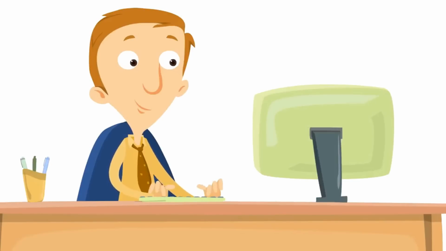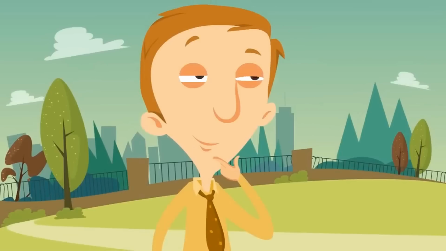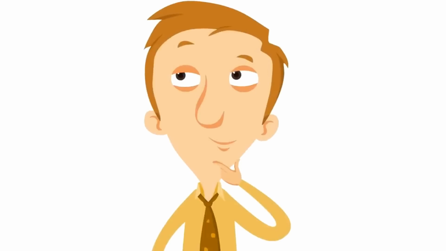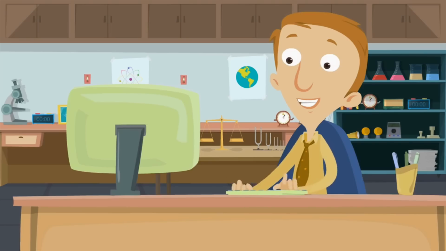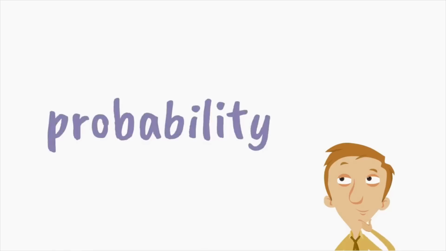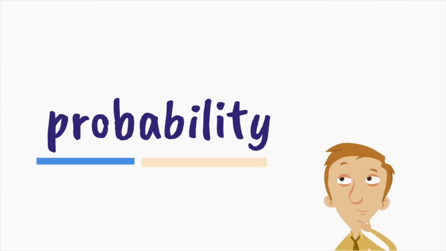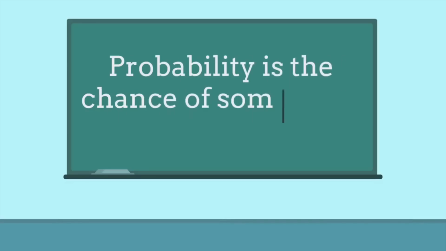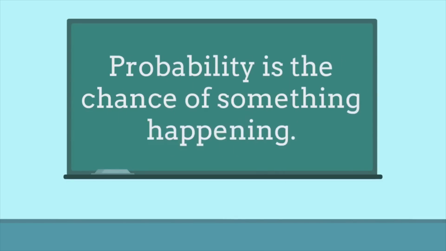Great job with that. And oh my goodness, there's just one more topic left in this massive 4th grade math video. Are you ready? Okay. Now, you are about to learn about something that's pretty cool called probability. Probability is the chance of something happening. That's pretty simple. Probability is the chance of something happening.